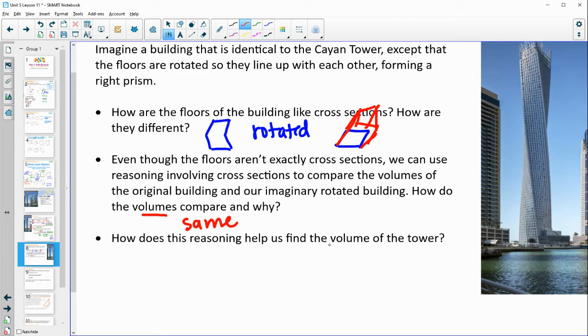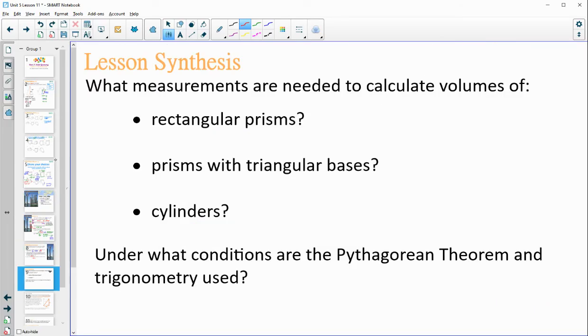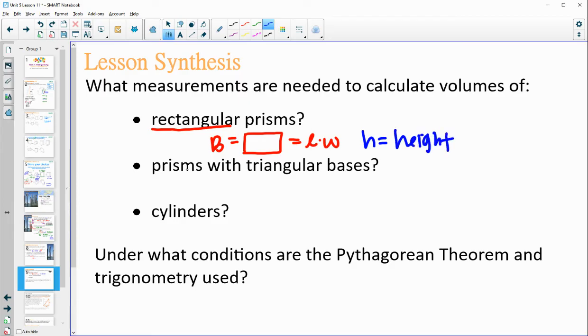So then finding the volume of the tower, like we did on the last one, is area of the base times the height. All right, so what measurements are needed to calculate the volumes? For a rectangular prism, remember that the base shape is a rectangle. So you need the length times the width, and then you also need the height of the shape, the height between those bases.